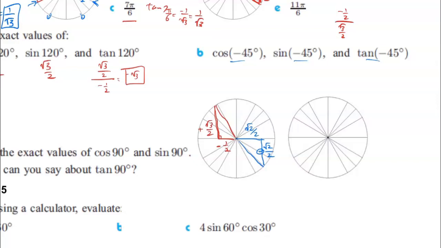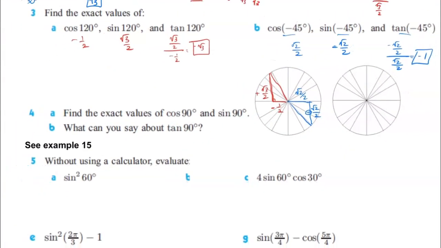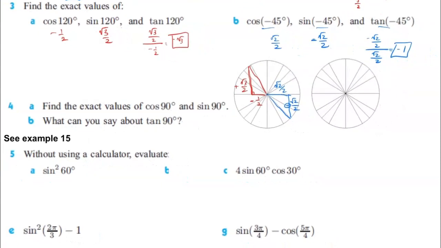So the cosine value would be the x-coordinate, so that would be square root of 2 over 2, positive. The sine value would be the y value, which would be negative square root of 2 over 2, and the tangent value is opposite over adjacent, so it would be negative square root of 2 over 2 divided by square root of 2 over 2, which would be negative 1. Okay, so some people think that the 90-degree values are some of the hardest. For the 90-degree values, it's hard to draw a triangle.